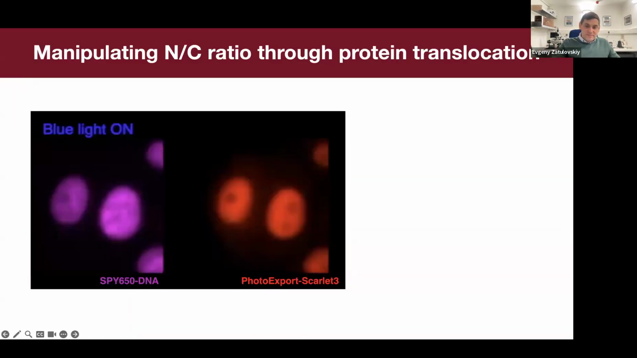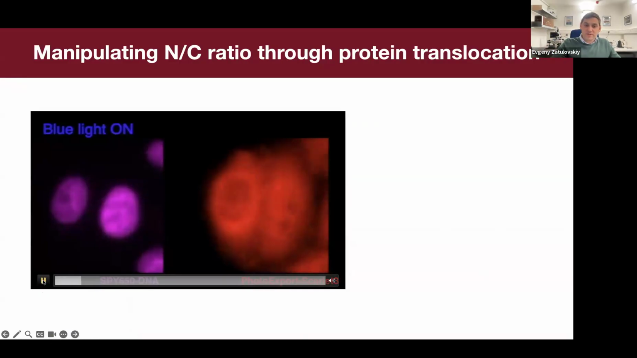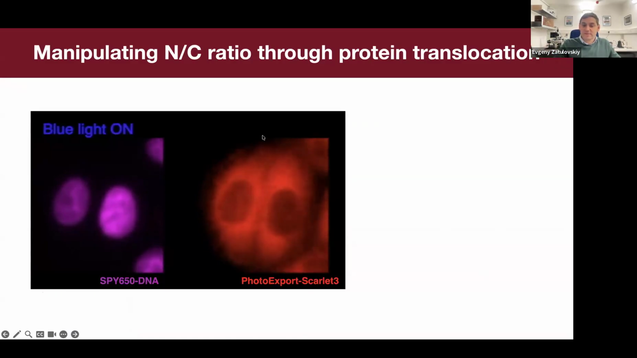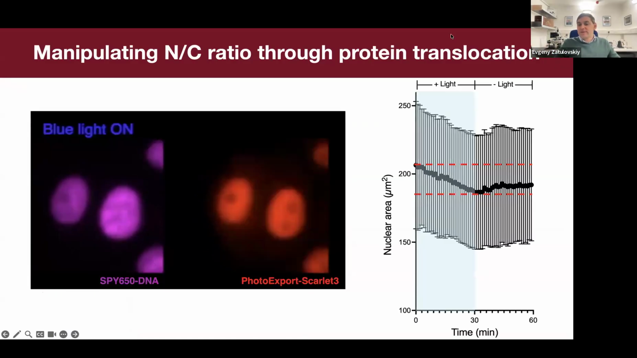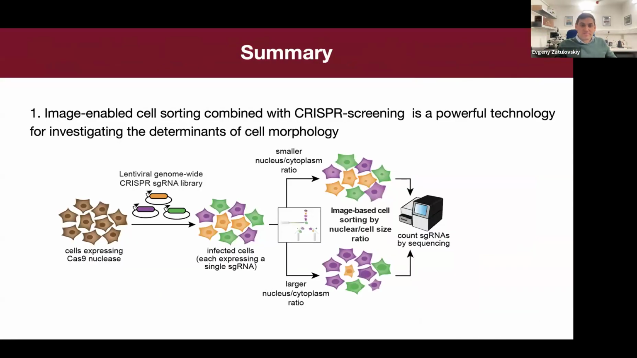This is the experiment where we label the DNA with a DNA dye, and here in the red color is this fluorescent protein that can translocate. And when Hisashi shines light on those cells, the protein gets translocated into the cytoplasm, which results actually, as expected, in a decrease in the nuclear area. So the NC ratio decreases when you export that protein into the cytoplasm, which supports this osmotic pressure model.